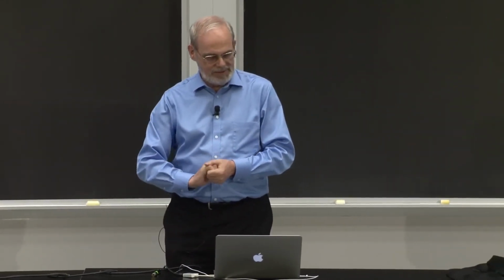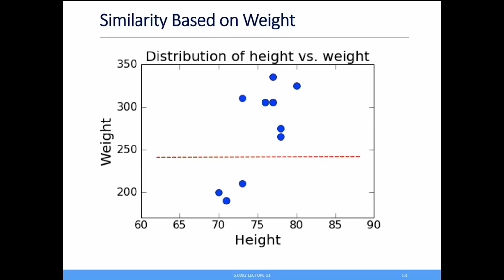If I just did this based on weight, there's the natural dividing line, and it kind of makes sense. These 3 are obviously clustered, and again, it's just on this axis. They're all down here. These 7 are at a different place. There's a natural dividing line there.